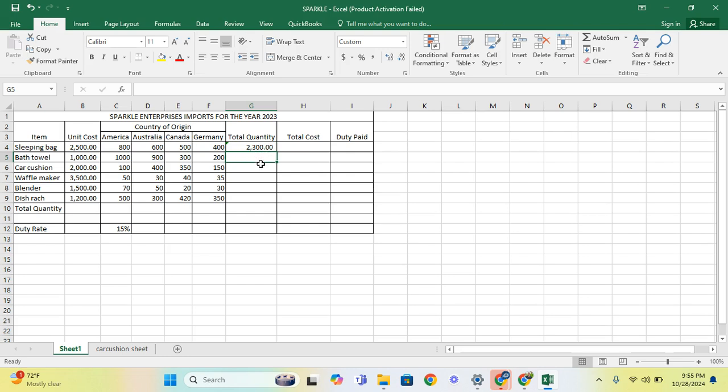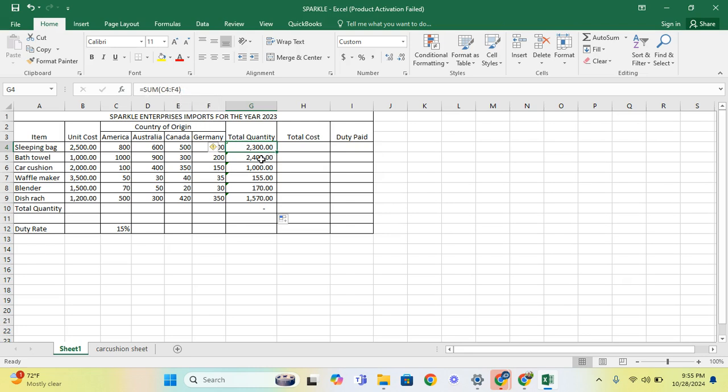For me to get the total of the rest, from sleeping bag to dish rack, I just have to double click here at the end, and then we will have the total of the rest. The formula that we have used to generate the total here is called relative cell reference. When you observe from the formula bar, the formula is equal to SUM C4 to F4.